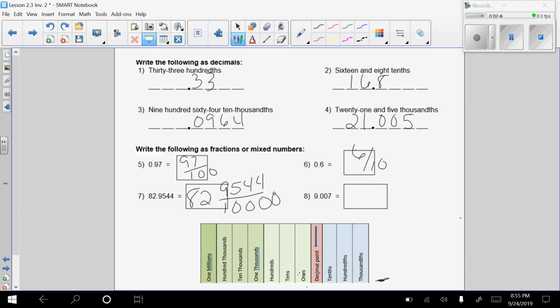The next one is 9 and 7. It's 3 spots, so it's thousandths. That's a pretty bad 7. Let's fix that. All right, 9 and 7/1000ths.